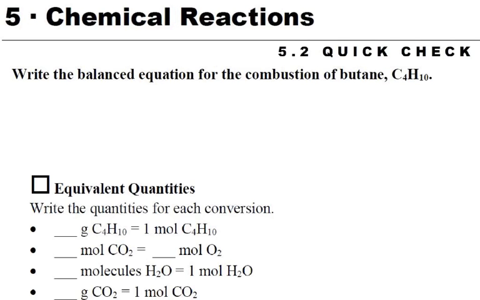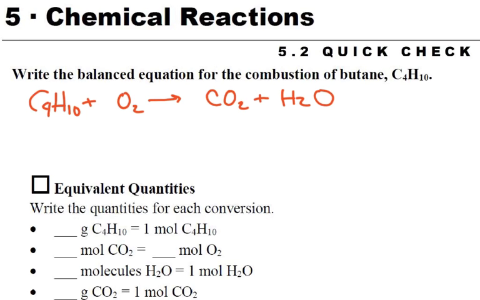Okay, I'm going to go over the answers to the 5.2 quick check. So the first thing is to write the combustion equation for butane. So butane, we're going to write down C4H10. And since it's combustion, we're going to add oxygen, O2. We're going to turn into CO2 and H2O.